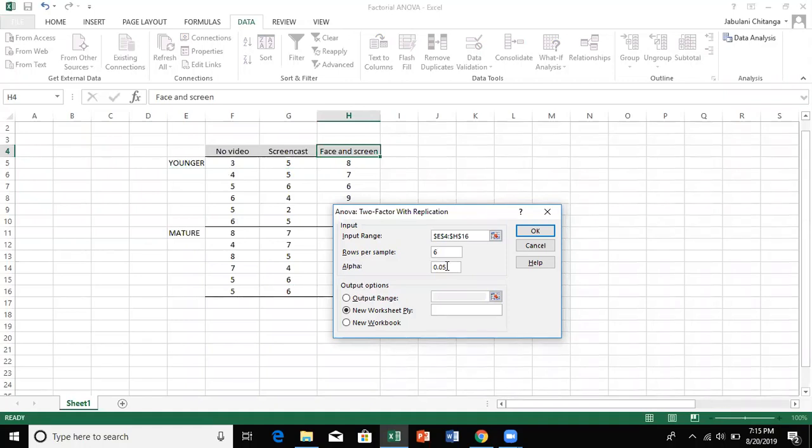And then I think you know what an alpha level is that we're living with, like a 5% chance of an error, something like that. We are 95% confident that our results are not by chance. And then you click on OK.